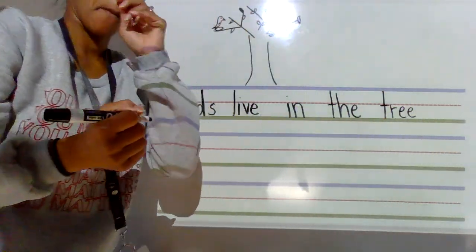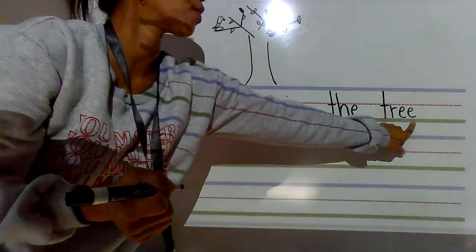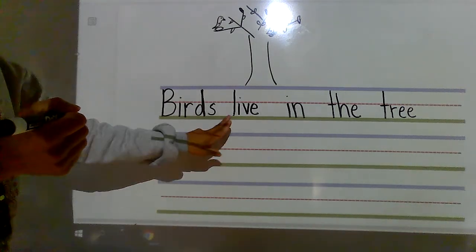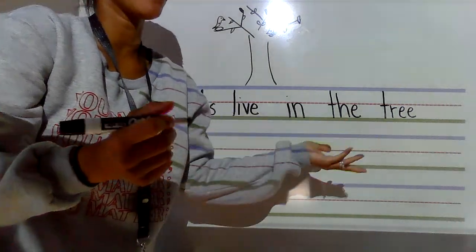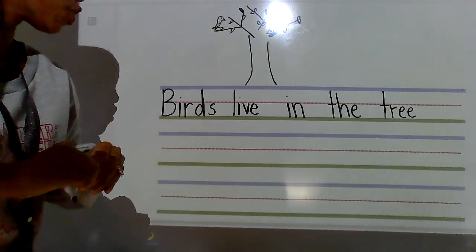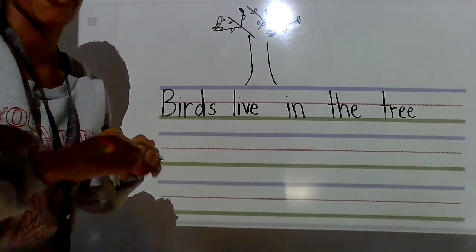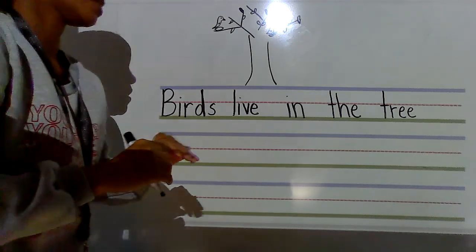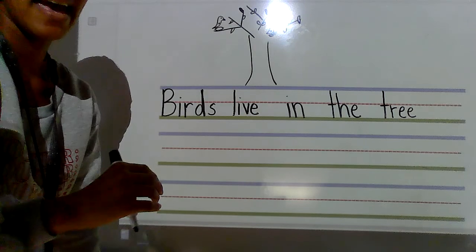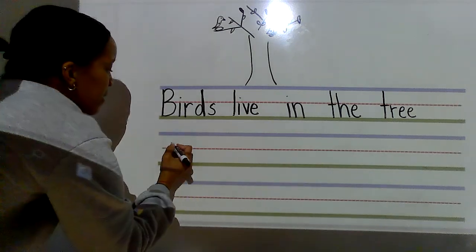Make that E sound. There's a couple things to make the E sound, but we're going to work with double E to make that E sound. Birds live in the tree. Now, technically, I guess I could be done, but I told you before, we want to make sure we are putting our prepositional phrases in our sentences. So I'm going to add another prepositional phrase at the end, in my yard.